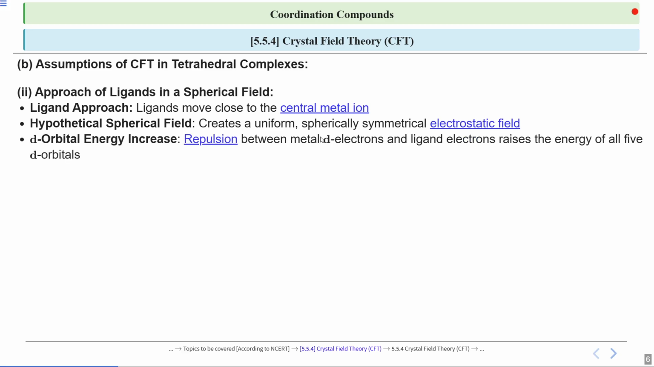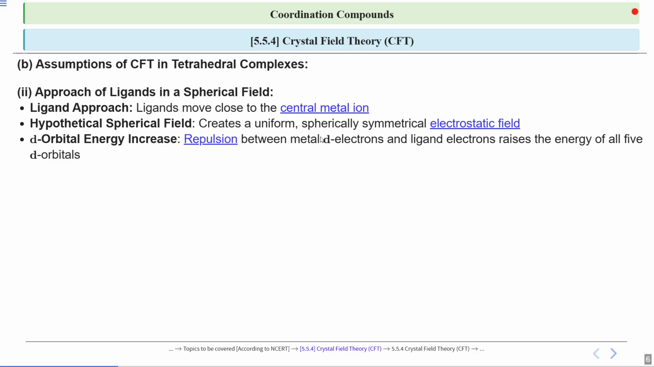The d orbital energy increases. What happens? Repulsion is observed between the d electrons in the metal and the ligand electrons of the ligand approaching the central metal ion. This causes a rise in the energy of the 5 d orbitals. So we are basically considering our second assumption, in which we study how the ligands approach in a spherical field around the central metal ion.